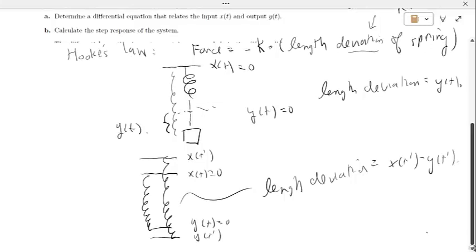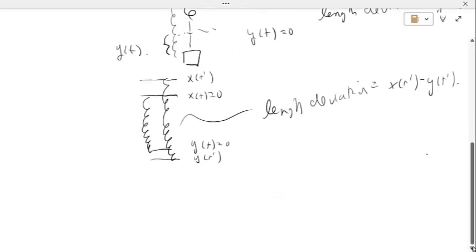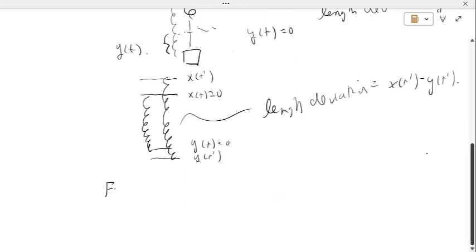So the force is going to be proportional to this, x of t prime minus y of t prime. So I'll just say the force on the mass at time, and we'll just call it time t prime, is going to be equal to x of t prime.